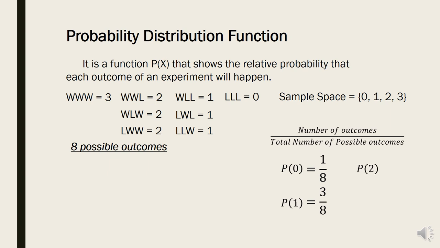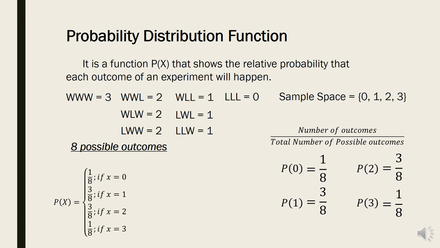The probability of 2 means that the team will win twice. There are 3 outcomes out of 8, so we have 3/8. Then P of 3 means that the team will win in all games. There is only one outcome that the team will win in all games, so we have 1 out of 8 or 1/8. Then the probability distribution function is P of X is equal to 1/8 if X is equal to 0, 3/8 if X is equal to 1, 3/8 if X is equal to 2, and 1/8 if X is equal to 3, where X is the number of wins in 3 games. So this is now the probability distribution function.